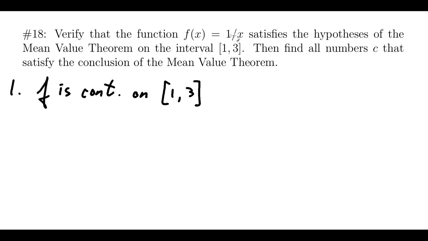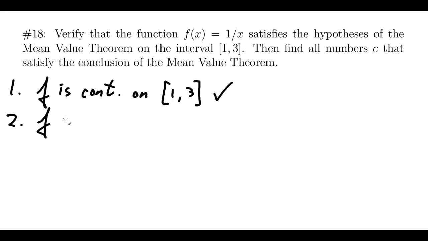Well, let's look at our function f and consider where it might be discontinuous. This is a rational function. Rational functions are continuous on their domains. So we need to look for where this function is not defined, so we know something about its domain. Division by 0 occurs when x equals 0, so that is the only value of discontinuity. But 0 is not contained in this interval, right? It's off to the left. So on the interval from 1 to 3, f is continuous, so that checks out.